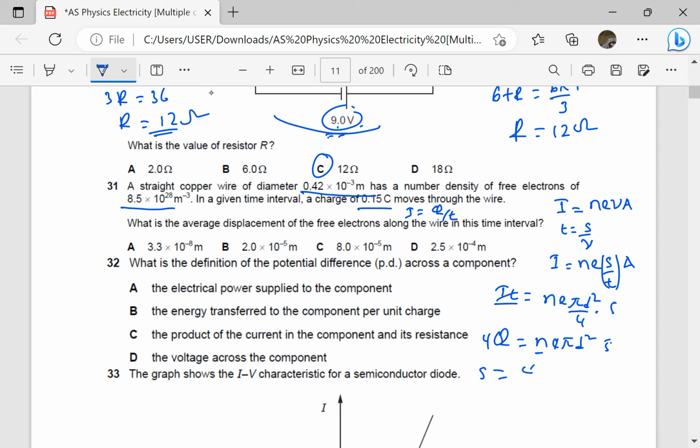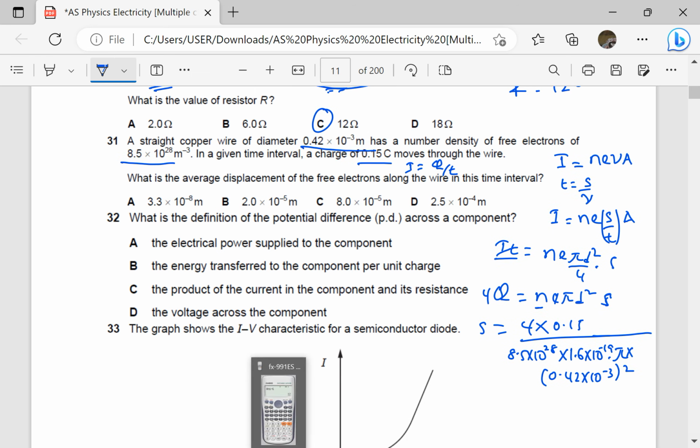So S is going to be 4 times the charge, which is 0.15, divided by, I'm making S the subject, remember, N, which is 8.5 times 10 power 28, e is 1.6 times 10 power negative 19, times pi, then times diameter, which is 0.42 times 10 power negative 3, and this is squared.